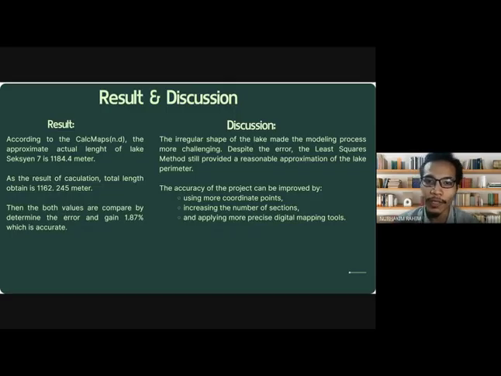For the discussion part, the irregular shape of the lake bank made the modeling process more challenging. Despite the error, the least square method still provides a reasonable approximation of the lake perimeter. The accuracy of the project can be improved by using more coordinate points, maybe increasing the number of sections, or applying a more precise and detailed mapping tool.